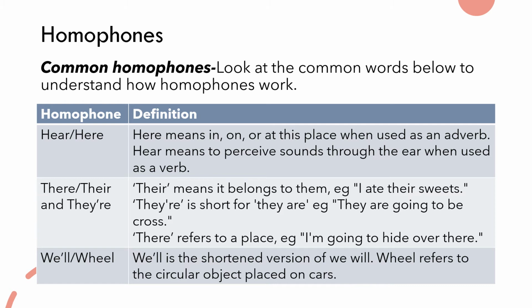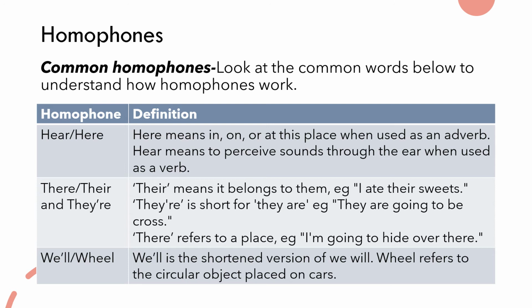The final one we're going to look at is we'll or wheel. So you've got two there that sound very similar. You can see for the first one, we'll, that we've got another apostrophe between the E and the L, and again that means that we're missing out a letter. So we'll is a short version of we will. Wheel refers to the circular object that's placed on cars, so obviously wheels that we see generally in most forms of transport. Okay, if you need to pause the video and go through those definitions in more time, please go ahead and do so.